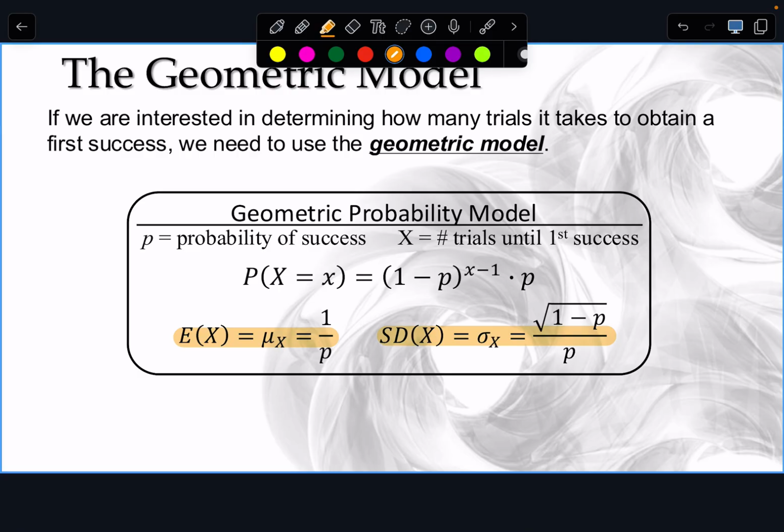If we think about what we're looking at here, expected value is 1 divided by the probability of success. For standard deviation, we're taking the square root. 1 minus p represents what?